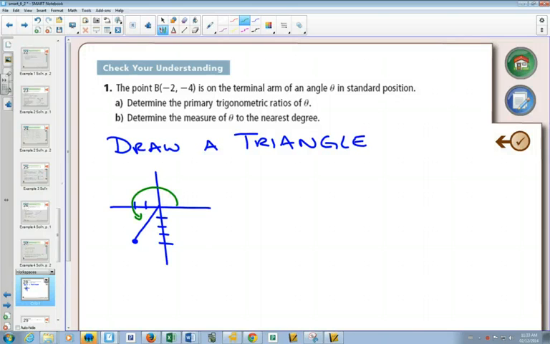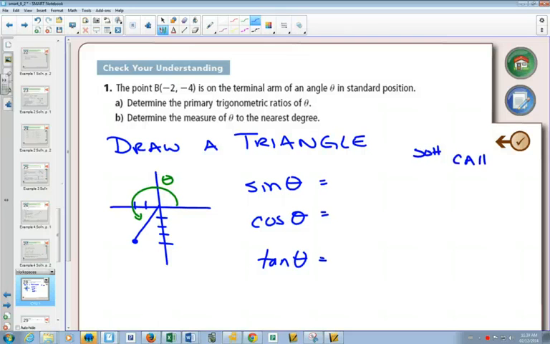Now, in order to get sine, cos, and tan, because those are the 3 trig ratios, here's my standard position angle, theta. I'll keep that in green. I want to find sine of theta, cos of theta, and tan of theta. I remember my ratios. That's going to be very important.